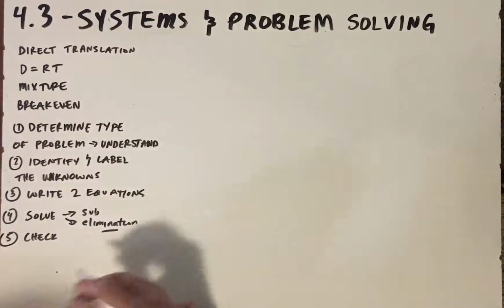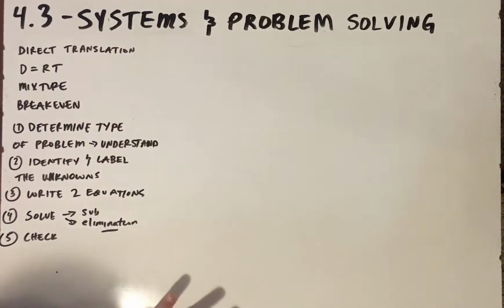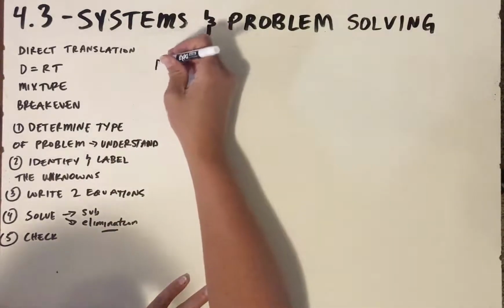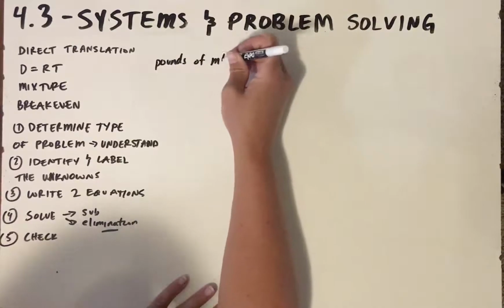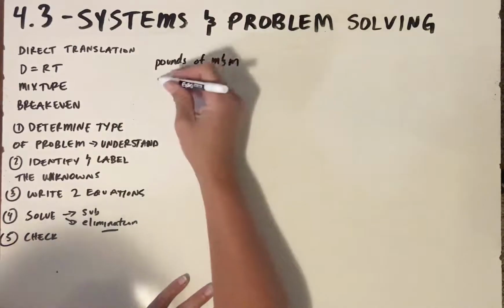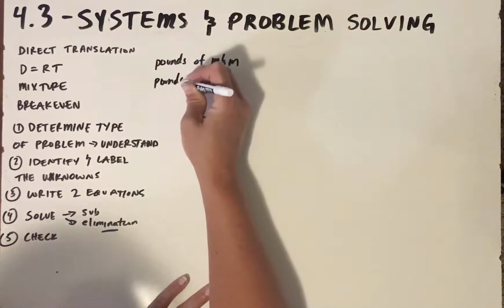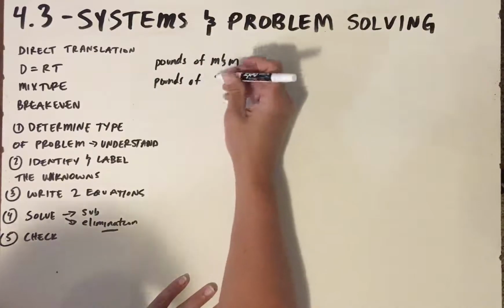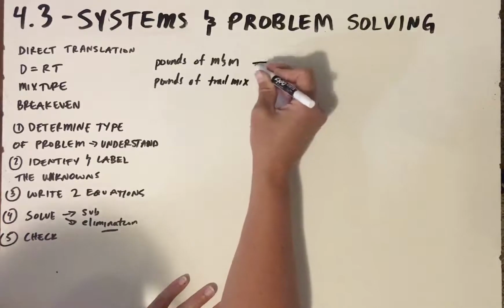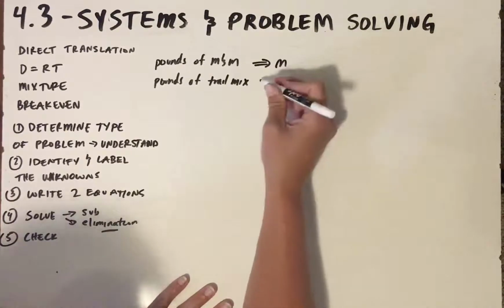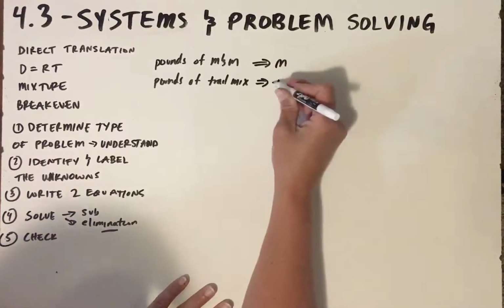So I'm going to identify what I don't know. The question asks find how many pounds of each mixture. So I don't know the pounds of M&Ms, and I don't know the pounds of trail mix. Okay, well, the variable I'm going to use for M&Ms is M, and the variable I'm going to use for trail mix is T.